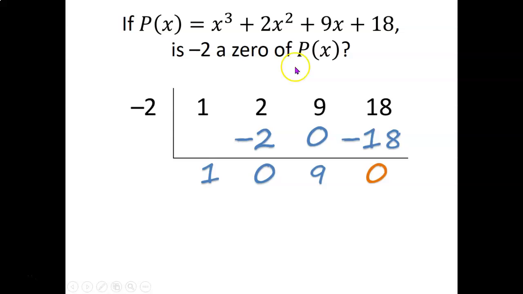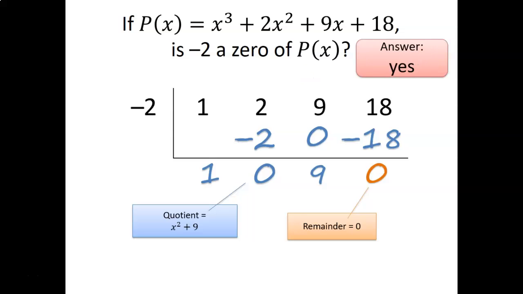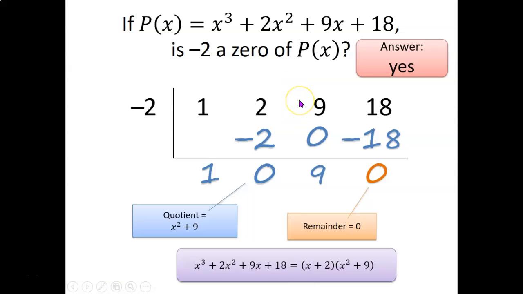So what would you say is the answer to this question? Is negative 2 a 0 of that polynomial? Why, yes. Yes, it is. We got a remainder of 0, so p of negative 2 is equal to 0. Negative 2 is a 0 of that polynomial. And x plus 2 is a factor. We can take this polynomial and factor it into x plus 2 times, and then the other factor would be the quotient, x squared plus 9.